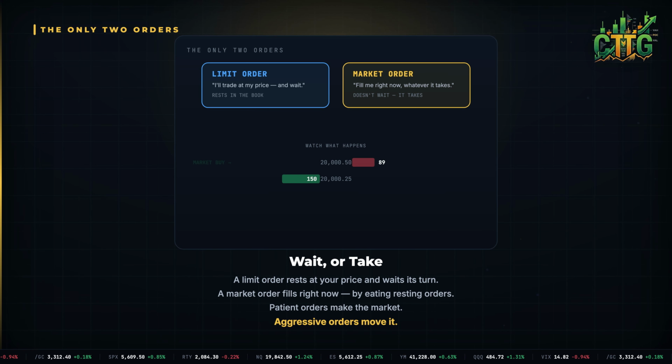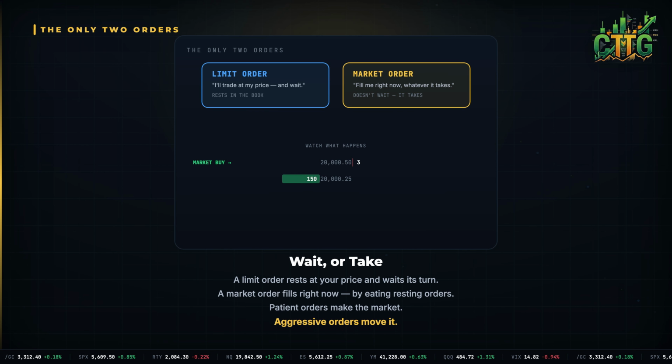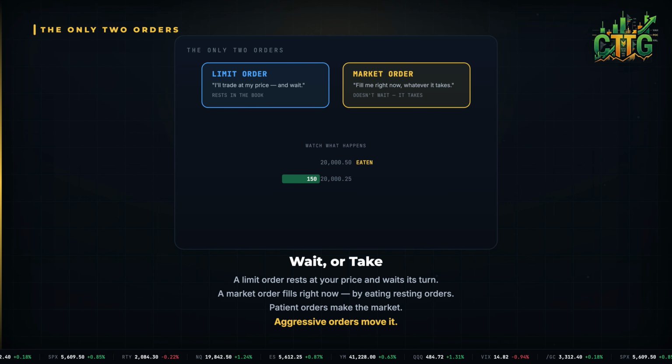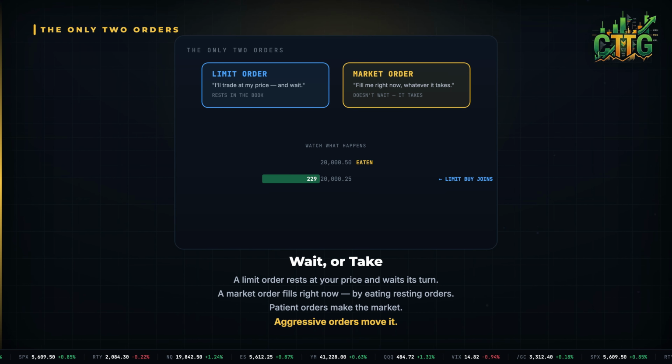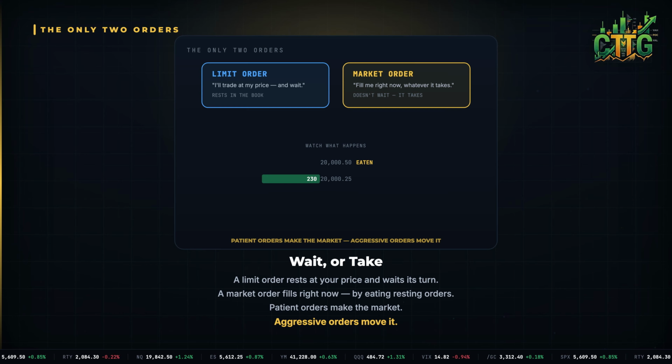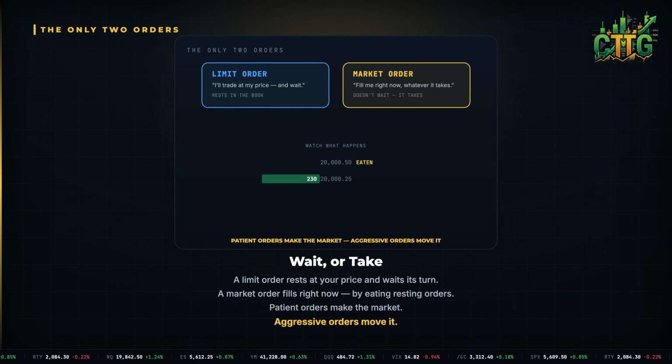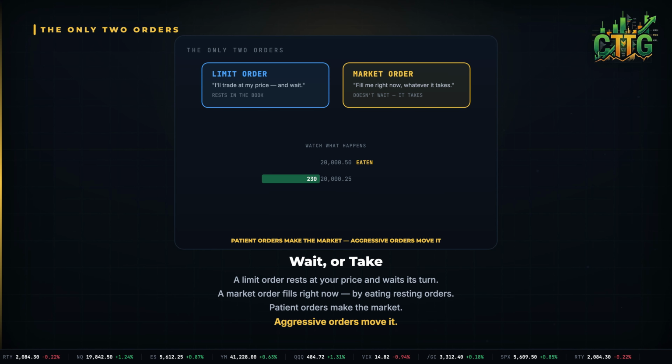Watch what happens. A market buy comes in and eats the resting sell orders at the best offer. A limit buy just joins the queue and waits its turn. Patient orders make the market. Aggressive orders move it. Every strategy you will ever trade is built from these two decisions. Wait or take.